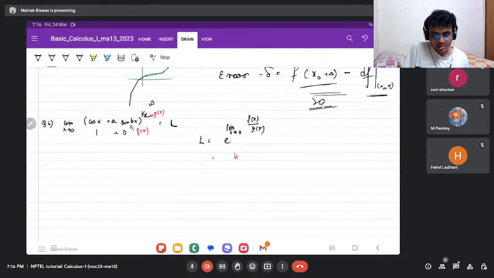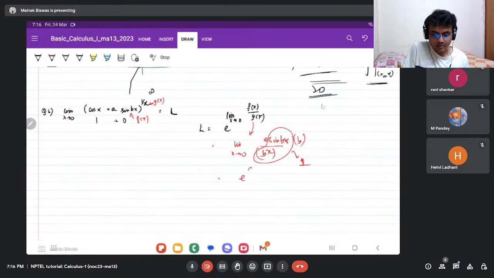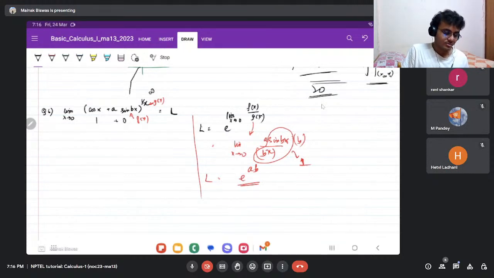So let's see. Limit x tends to 0. Let's just solve this limit first. You have sine ax and you have sine bx, right? So I divide by b, multiply by b. So this is sine ax by ax, sine bx by bx form. This is also equal to 1. So I get e to the power ab as L. Do you remember this method, or is this a standard formula? Yes, sir. Yeah. So now let's see L.